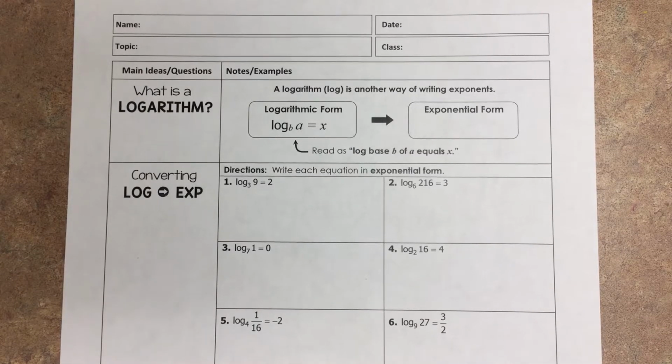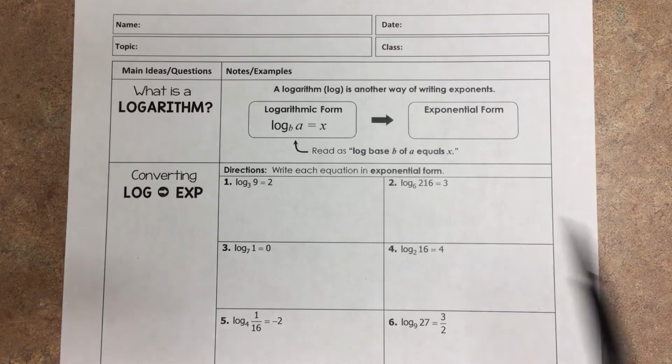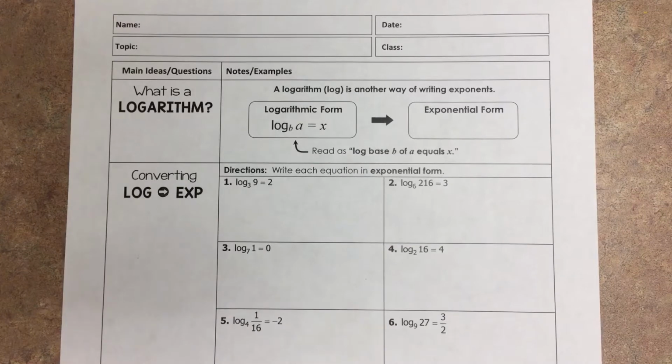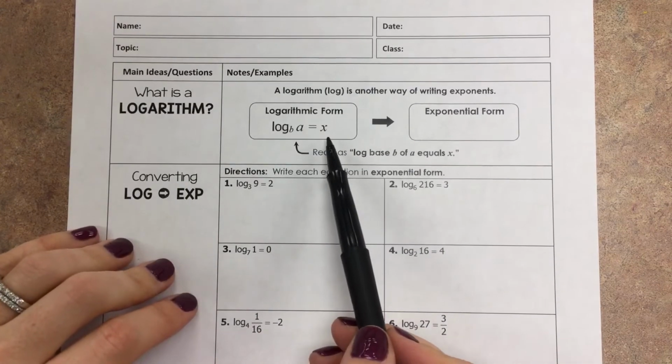This is Unit 7, Lesson 3. We're going to be learning about something called logarithms, which is a big, important part of this chapter. Everything we've done so far has been exponentials. So this right here in our first box is just another way of writing exponents. This is what we call the logarithmic form.